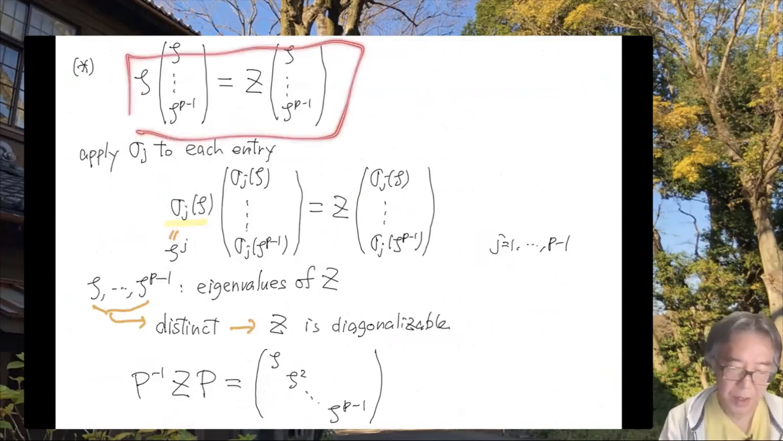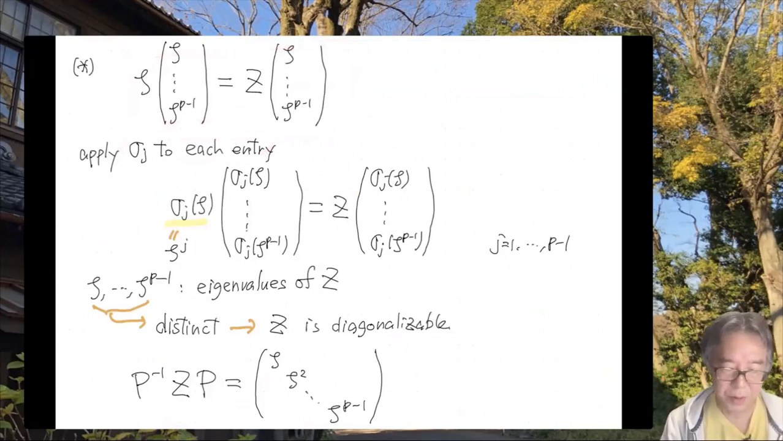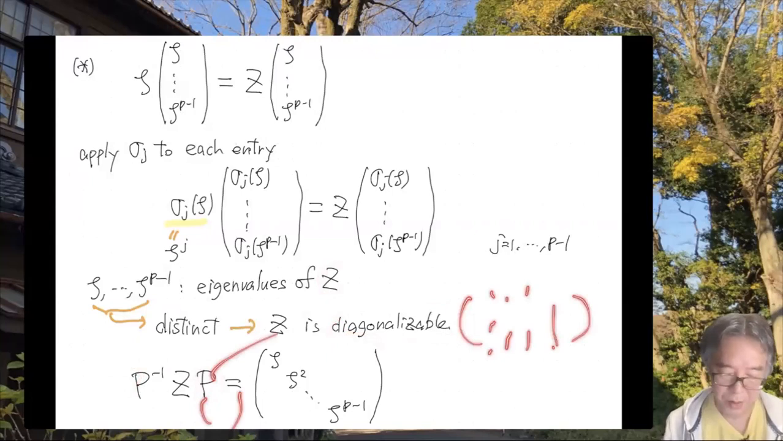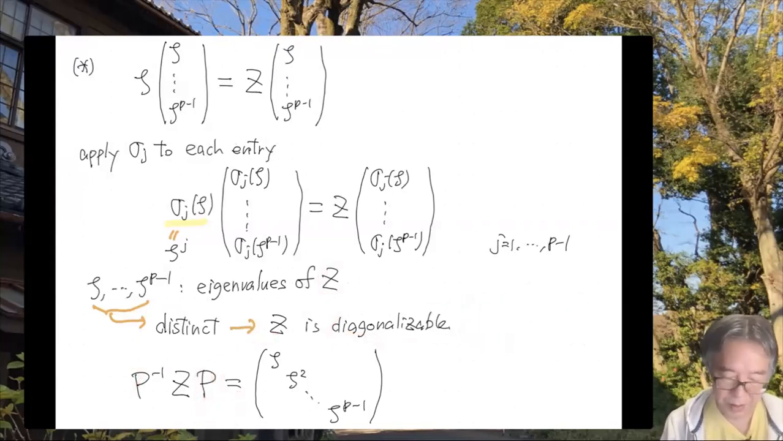So we have this relation. You apply the conjugate to each entry of this identity. On the left-hand side you have this here, and on the right-hand side Z is just the integer coefficients. So what does this say? This relation says that theta, up to theta to the p minus 1, are eigenvalues of Z. And they are distinct. So we have p minus 1 distinct eigenvalues, and the dimension of Z is p minus 1. This means that Z is diagonalizable. You don't have to work out P explicitly, it's a standard thing: you just place the eigenvectors.